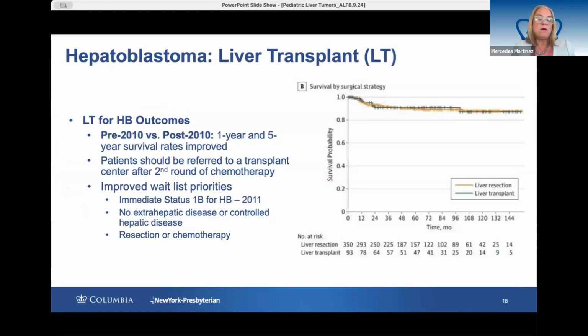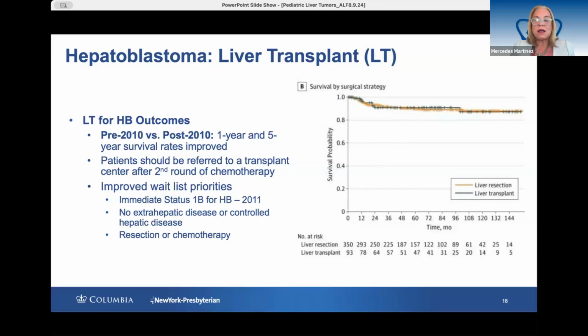What is the outcome of these patients with liver transplant and resection? In the last decade, we have made significant advancements in the way that we treat these patients, whether with resection or transplant. This cartoon on the right demonstrates that whether you do liver resection or liver transplant, these patients have an outstanding 85% long-term survival.